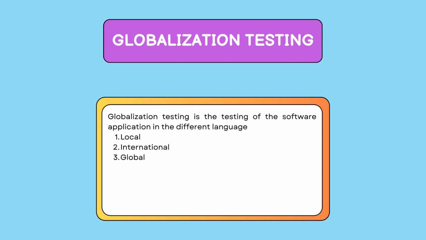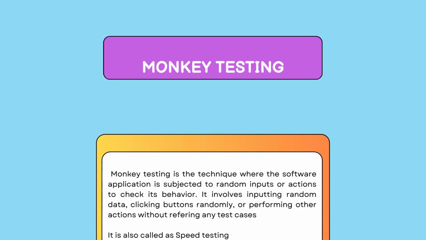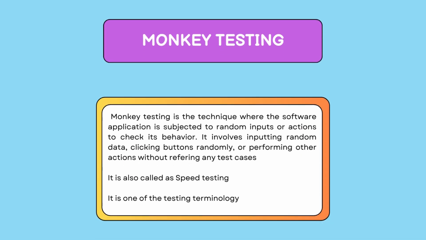And as we know, the global language is English, so it comes under the global. So testing the application with multiple languages as per the requirement is called globalization testing. Hope you understand this term. Now we are going to see the specific testing terminologies in software testing.